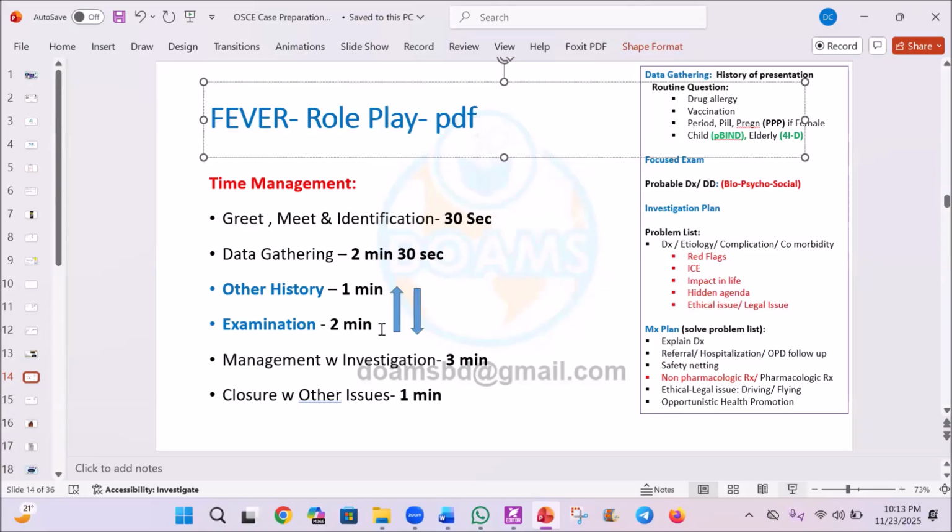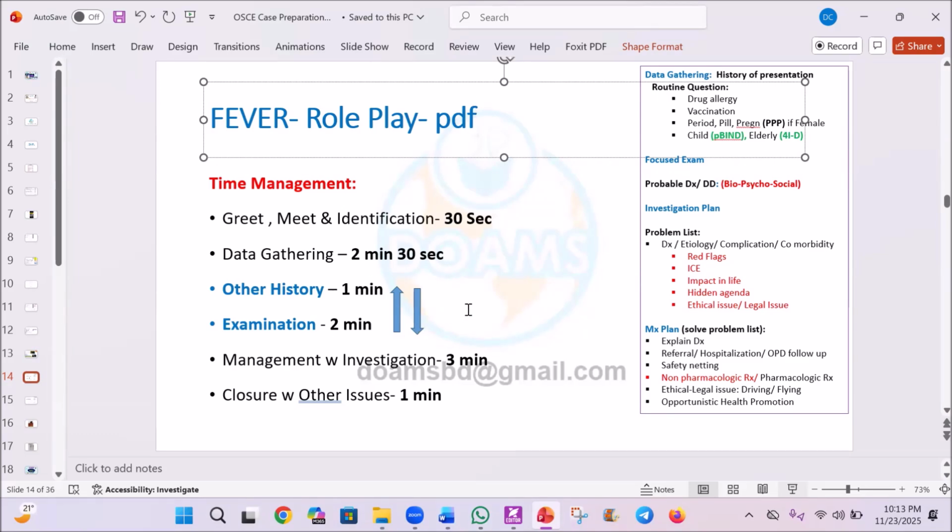How to manage your time: your budget is basically 2 minutes for examination, but 2 minutes will definitely not be enough most of the time. So you will get 1 more minute from here also, by overlapping history and examination. Some data is not very critical. Just ask and remember; not too much attention is needed there. Such history you can add during examination.